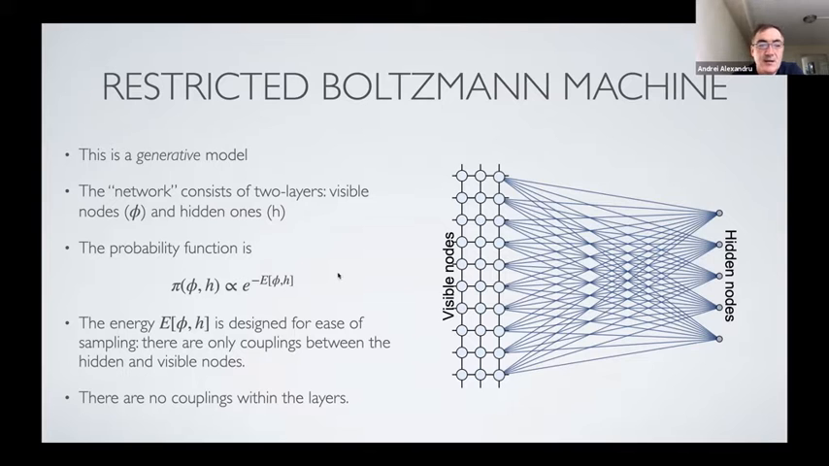And then you introduce an energy function that couples the visible nodes to the hidden nodes. The energy function is designed in such a way that you can sample this joint probability between the hidden nodes and the visible nodes easily. In particular, the reason we call this a restricted Boltzmann machine is that there are no couplings involving the visible nodes with themselves or the hidden nodes with themselves, and that helps in the way we do the sampling.